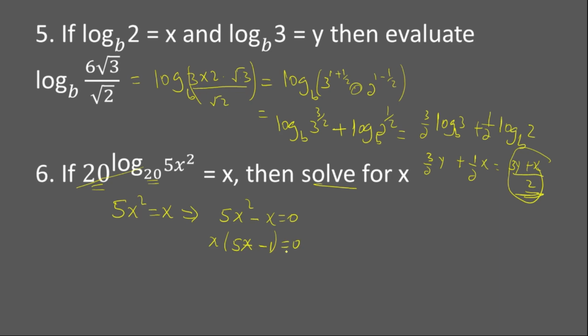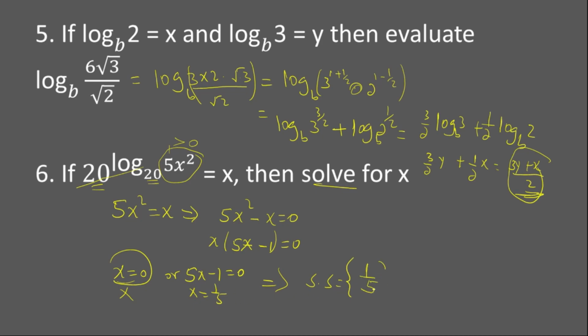So the product of two numbers gives 0. This means either x is equal to 0 or 5x minus 1 is equal to 0. From this, x is equal to 1 over 5. But since our statement is logarithmic, in this context the value must be greater than 0. So we are not going to choose x equal to 0. Our solution set should be only 1 over 5.